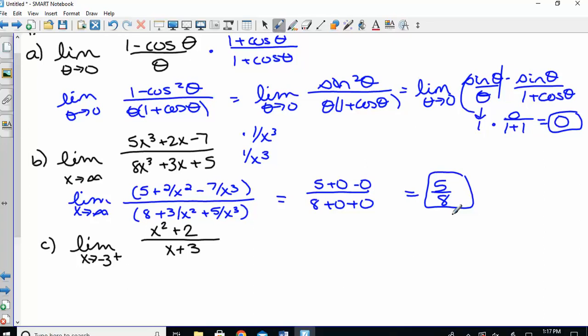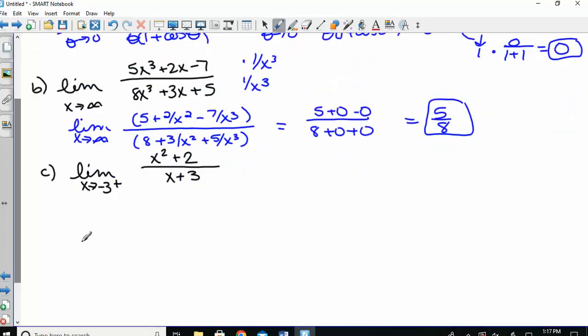And C, we like to try to factor and reduce. Does this factor? No. So we can't get rid of the problem of the 0 on the bottom, so we have to think through it. If we plugged it in on top, we get this. On the bottom, it's going to 0, but you're approaching -3 from the right, so you're putting in something bigger than -3. So you're putting in -2.7, -2.8, -2.9. So it's getting closer to 0, but it's still a positive number. So on the top, we get 11 divided by a smaller and smaller positive number. What's that going to?